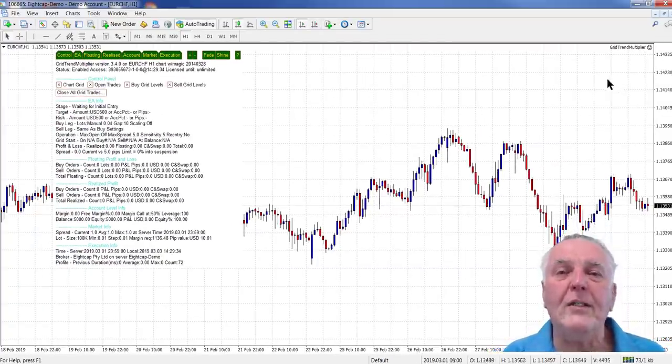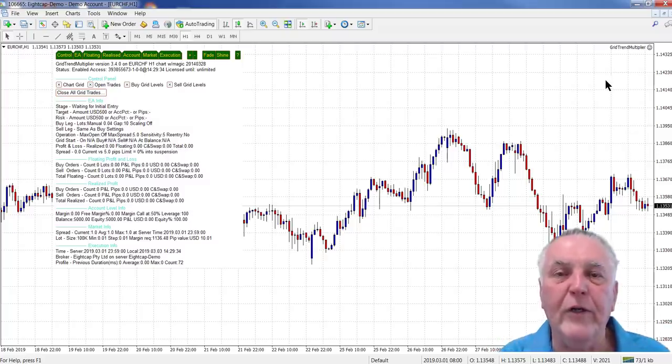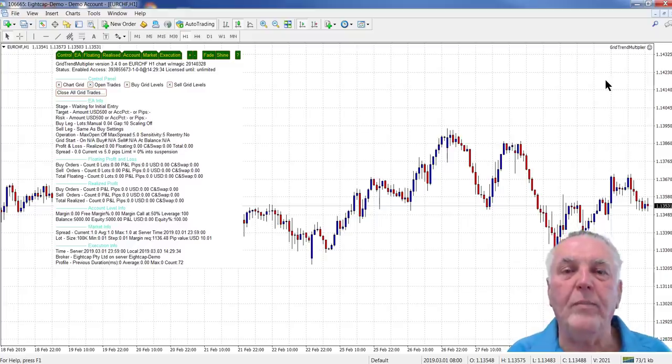Now it's weekend now, so that's why it hasn't started trading. If it was active at the moment, it would immediately open a buy and a sell at the same time and create the grid that we were talking about earlier.